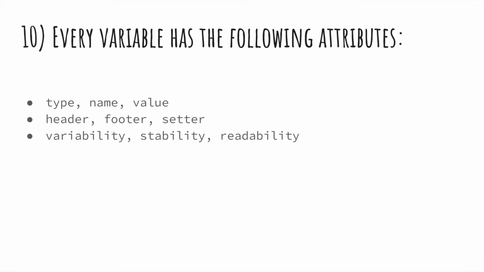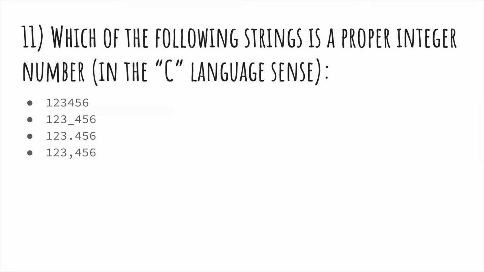What attributes does a variable have? Well, it has a type, for example, integer, a name, for example, sum, and a value, which you set it equal to, for example, 5. Which is a proper integer number? Well, an integer number can't be a decimal number, and in C you don't have commas, and you don't have underscores, so a valid integer number is 1, 2, 3, 4, 5, 6.